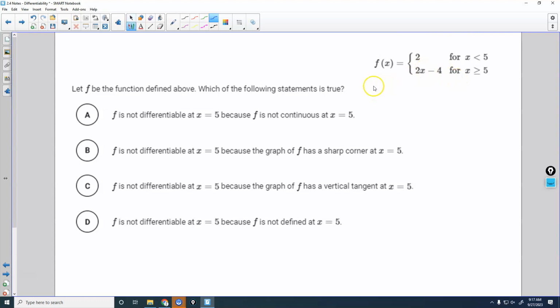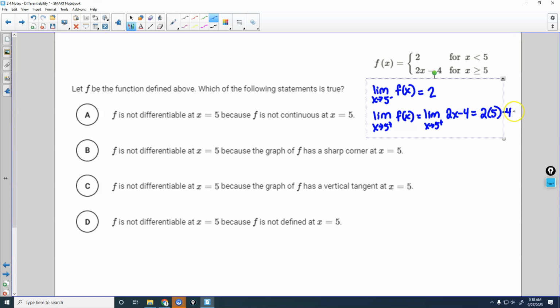Now, if you are being precise, you would do the limit as x approaches 5 from the left of f of x. That would be plugging 5 into the top function, which would just give you 2. And then you would do the limit as x approaches 5 from the right of f of x, which would be the limit as x approaches 5 of 2x minus 4, which is 2 times 5 minus 4, which is 10 minus 4, which is 6. So, what has happened here? It's not continuous.